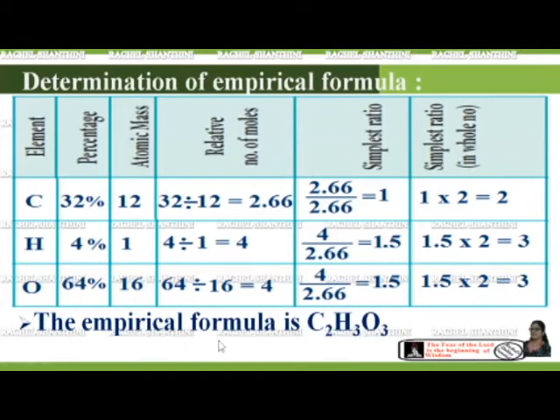The next step is to write the empirical formula for this compound. To write the empirical formula for this compound, first we need to write the symbols of the elements present in the compound. So here we have 2 carbon, so C2, and we have 3 hydrogen, H3, and 3 oxygen, so O3. So C2H3O3, this is the empirical formula for this compound.